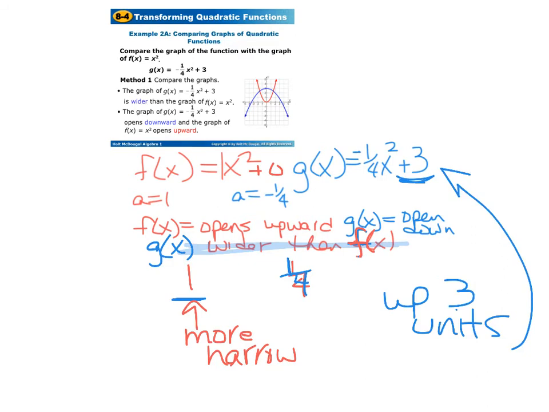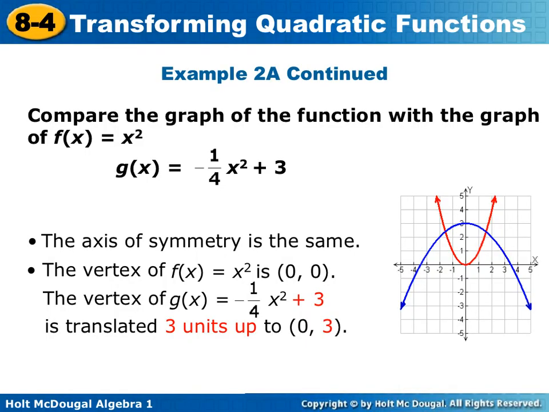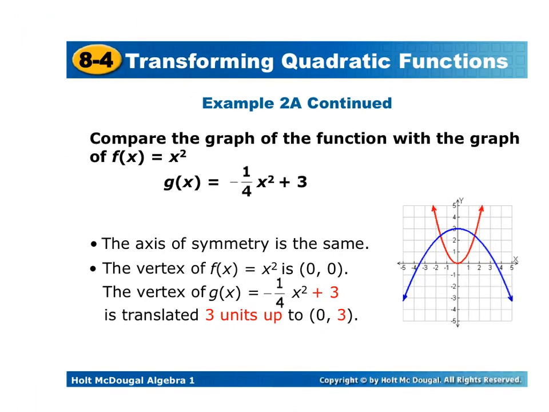Yes? The number right next to x squared is going to be the width? Yes. So the smaller the number, the wider it is. So this one is wider. Look at another example. For the C? Yeah. Okay.